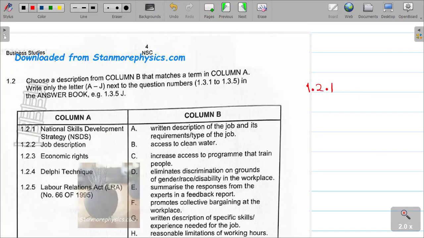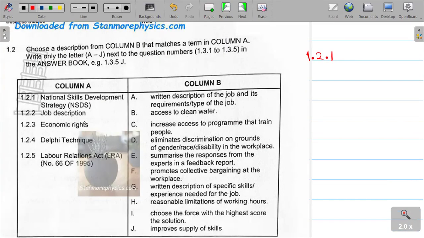1.2.1, National Skills Development Strategy. You can find that this strategy is there to develop skills through training and development of employees, right? So let's check the correct answer. The correct answer is increase access to programs that train people. It's a strategy to increase access to programs.